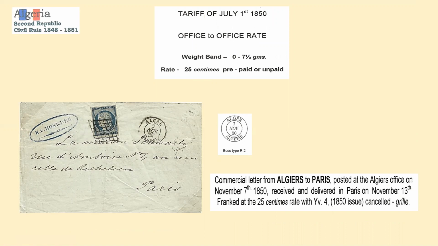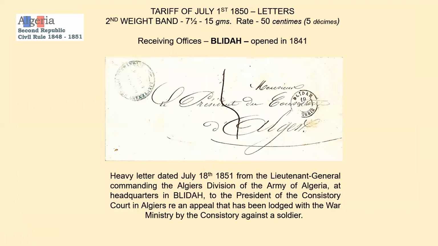Now we have the office to office rate, the tariff of 1850, with a postage stamp, cancelled at Algiers, and with a grill, directed and sent to Paris. Another example of the tariff. This is a second weight step.